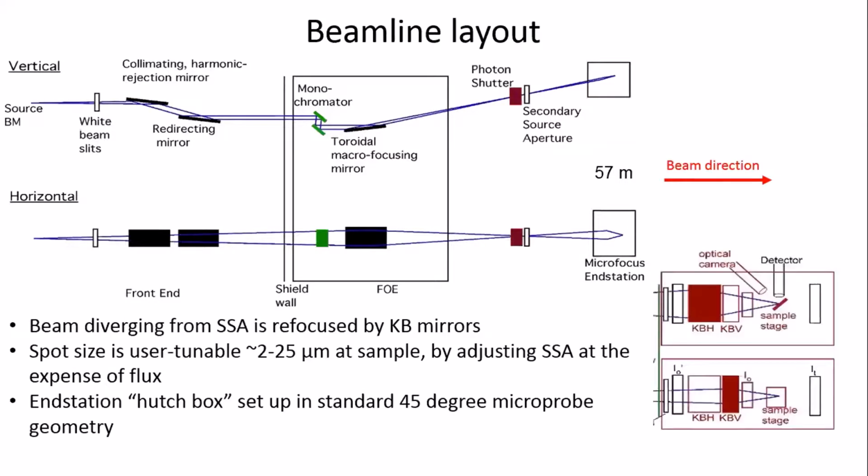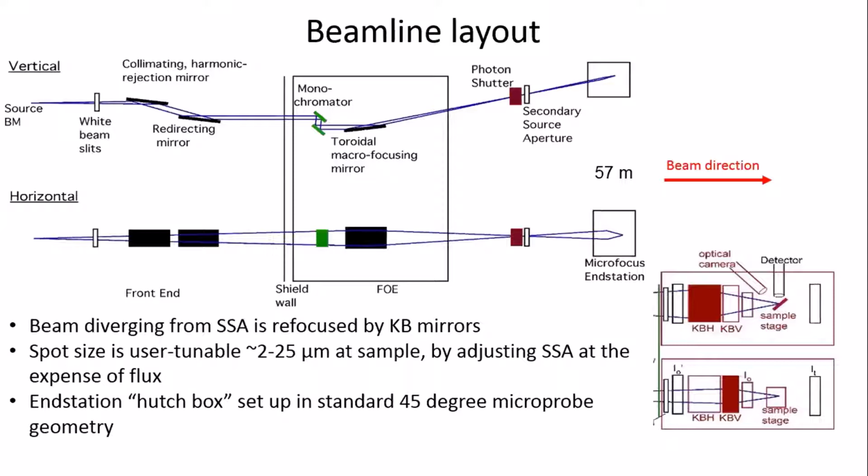Then the beam diverging from the SSA is refocused by a pair of KB mirrors. The end station layout is shown on the bottom right of this slide. The spot size at the sample is user tunable from 2 to 25 microns, just by adjusting the size of the SSA. This is done at the expense of flux. So you just dial up the size of the SSA, get a corresponding change in the size of the focused beam.